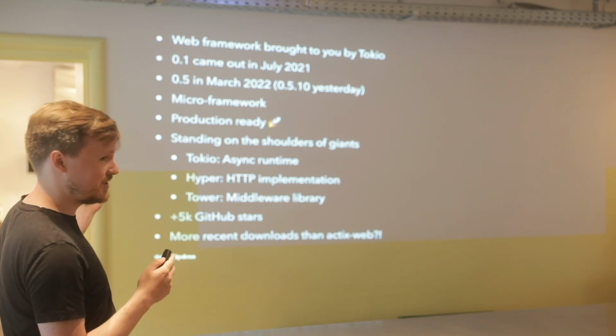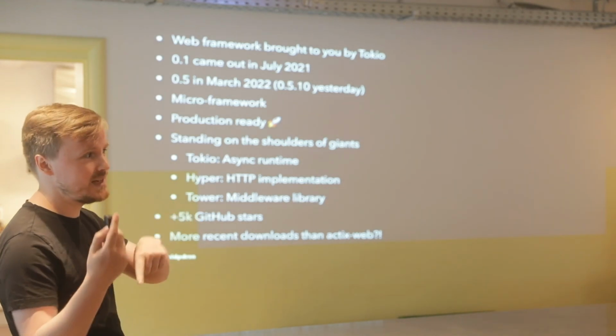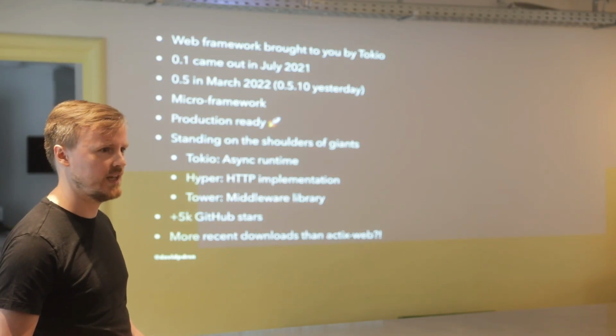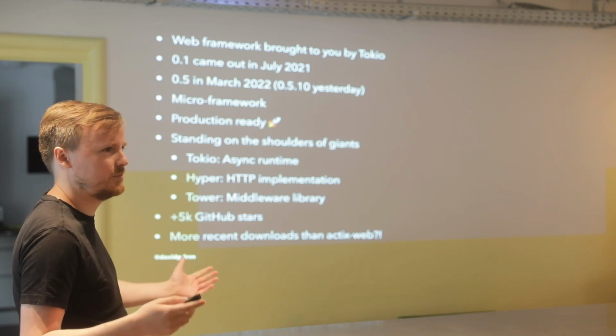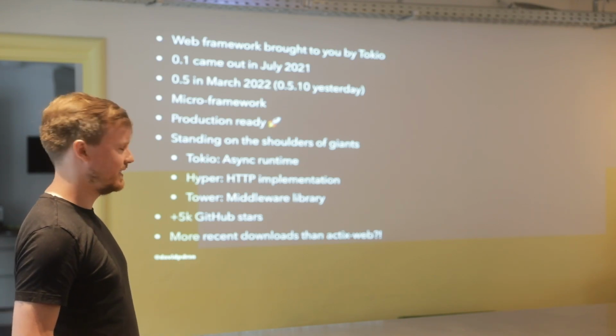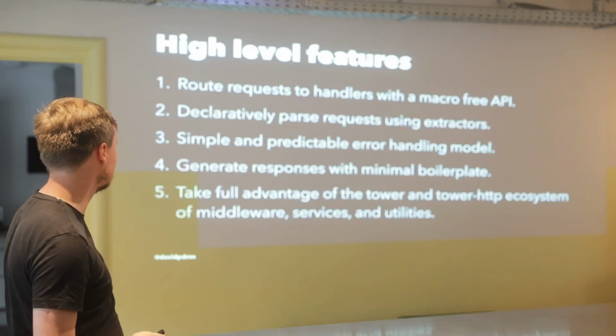We have over 5,000 stars on GitHub, and as of last week, we have more recent downloads on Crates.io than Actix Web, which is mind-blowing. I don't know if that's how you measure popularity or whatever, but it's pretty cool, I gotta say.